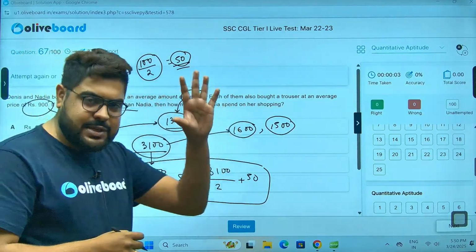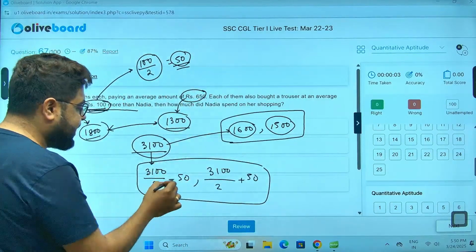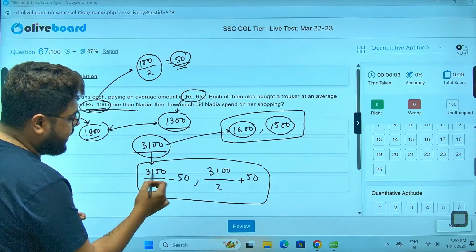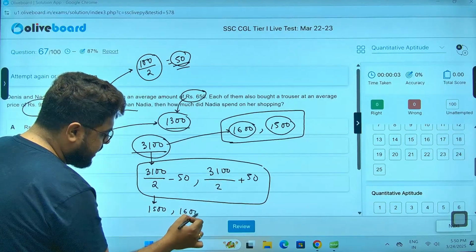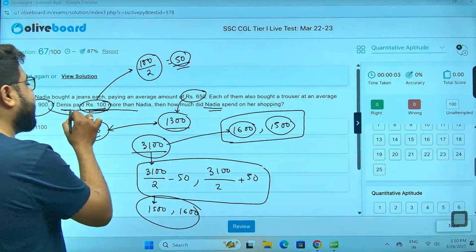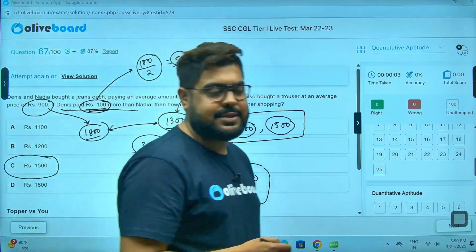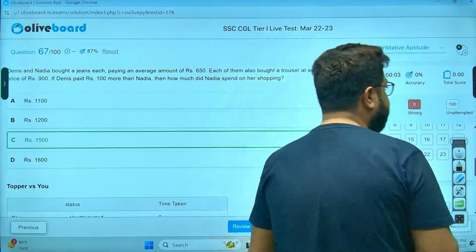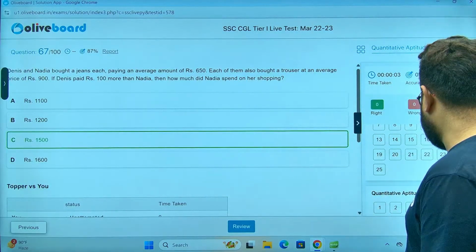Now, if the values are complicated, you cannot simply say this by looking. In that case, the original method is this. You do this, and you again get 1550 minus 50, sir, this is 1500, and 1550 plus 50, sir, 1600. Again, we are getting the same thing. Now, Nadia is being asked. Dennis had paid more, Nadia had paid less. 1500 will be Nadia, 1600 will be Dennis. So option number C will be the correct answer, 1500. Simple questions, sir. Very, very simple.